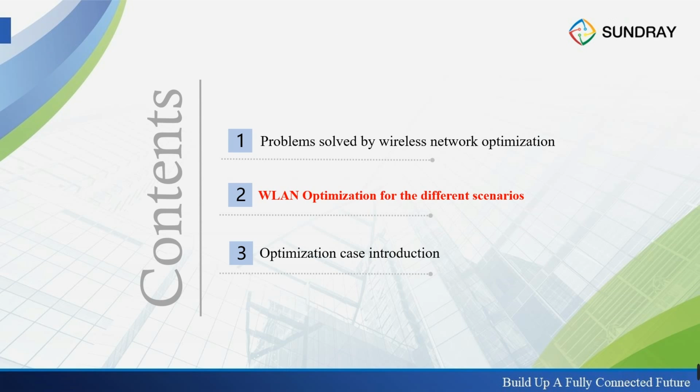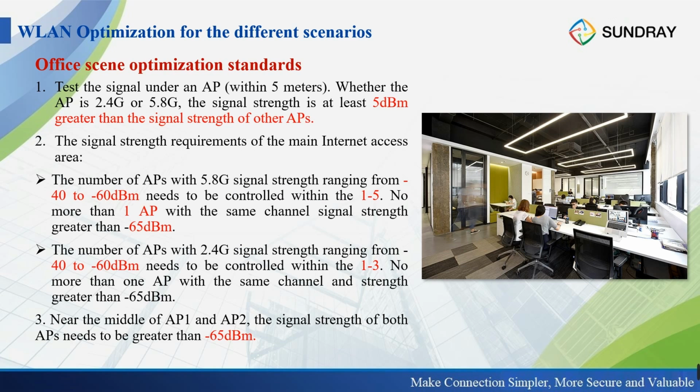Now let's go into the second part, the optimization for different scenarios. First one is the office. In the office, remember that we need to do this: test the signal under the AP. If you install the AP in the ceiling, just go there and stand under the AP and make sure the signal from this AP is greater than the signals from other APs by 5 dBm.